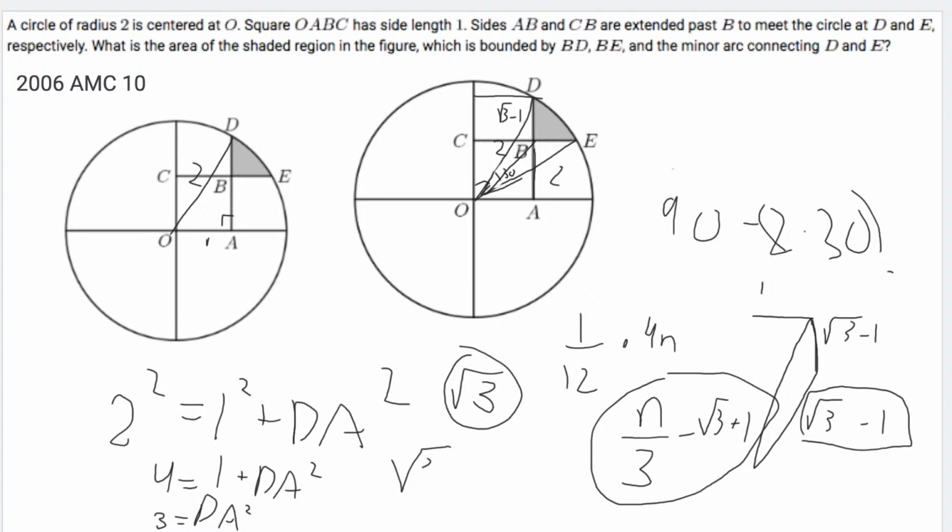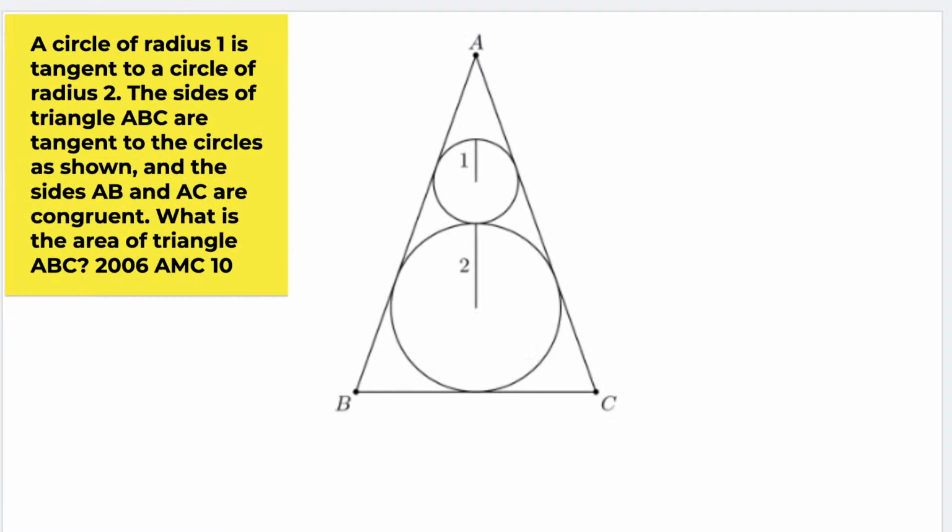So now we're going to go over to the next problem. I want you guys to solve this problem. I'm going to read it. I'm going to give you guys like a minute. A circle of radius 1 is tangent to a circle of radius 2. The sides of triangle ABC are tangent to the circles as shown, and the sides AB and AC are congruent. What is the area of triangle ABC? I want you guys to solve this.